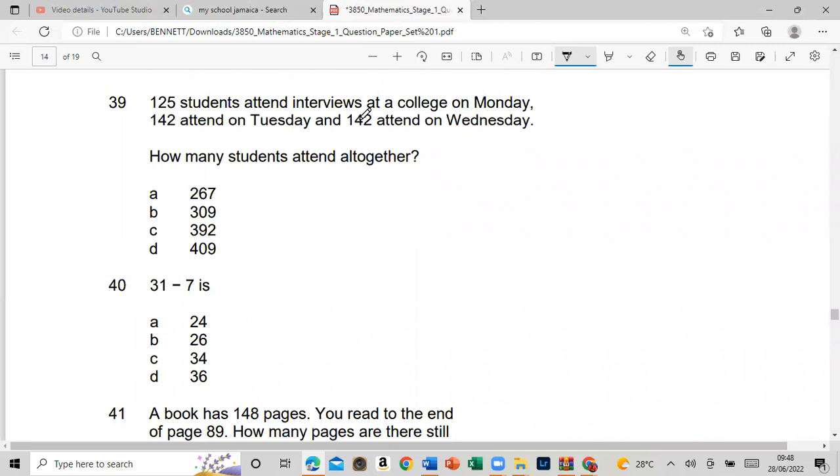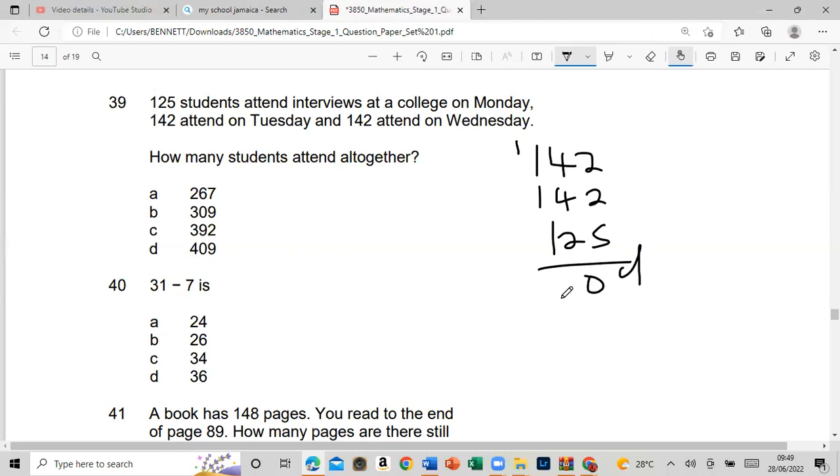125 students attend interviews at a college on Monday, 142 on Tuesday, and 142 on Wednesday. How many altogether? So 142 and 142 and 125. So that's 409. So that's D.